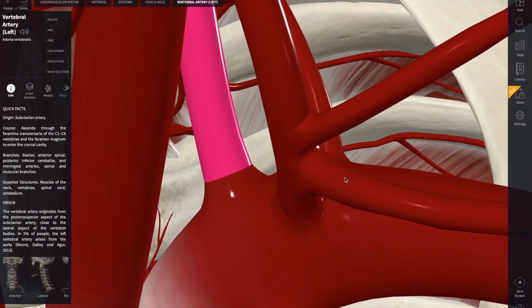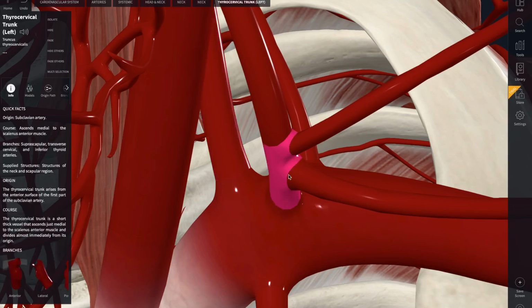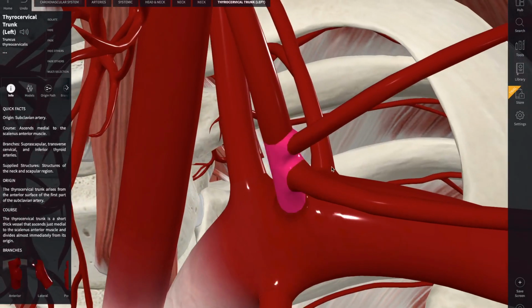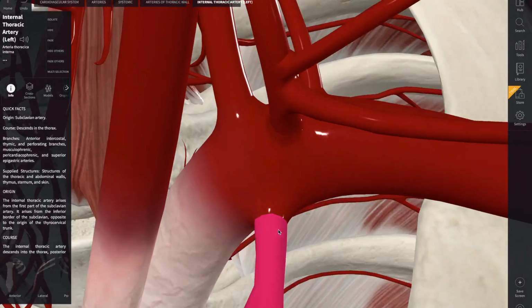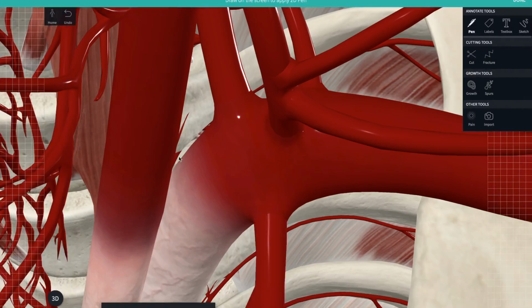So the first part consists of the vertebral artery, the thyrocervical trunk, okay, along with the internal thoracic artery, just about here. So these are the first segments. So let me just make a line. So this is the first segment. Okay, we're going to ignore this artery in a second. So this is the first segment. The second and third, we will be talking about in just a second.